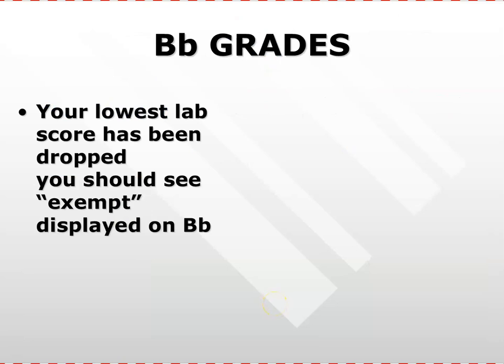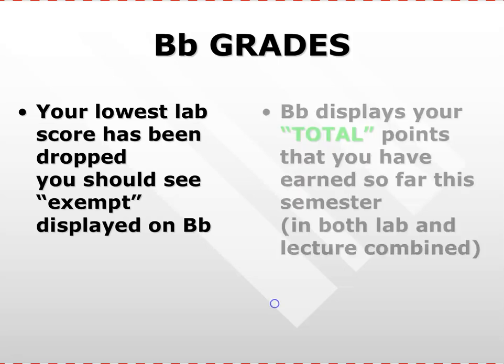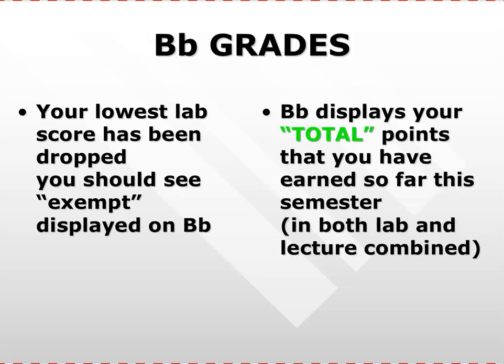And what you'll see on Blackboard, now Blackboard is not my official gradebook, is that your lowest lab quiz has been dropped. It should display the word exempt on Blackboard. That's an indication that it's not being calculated into your overall average. Blackboard displays a lot of things: individual assignments, your tests, your practicals, your quizzes. It also calculates your percentage value. You've probably been monitoring that throughout the semester.